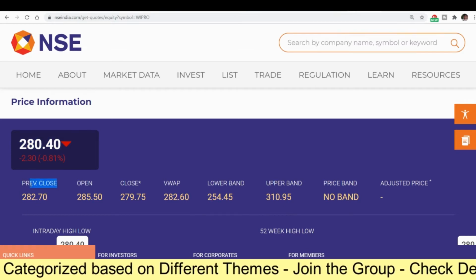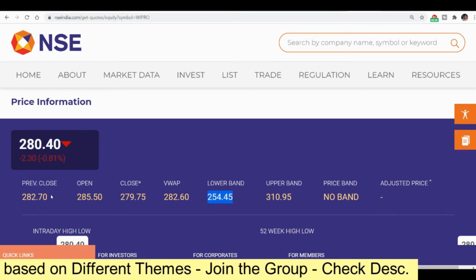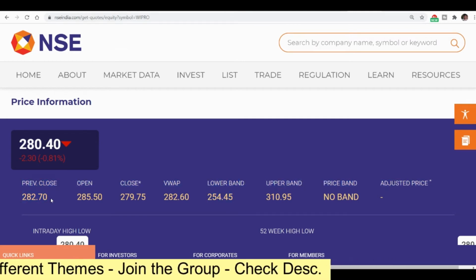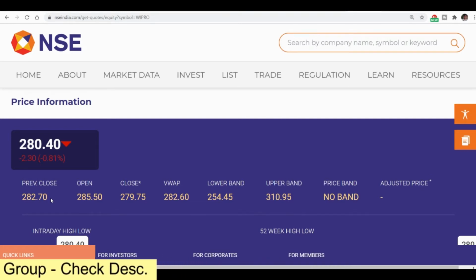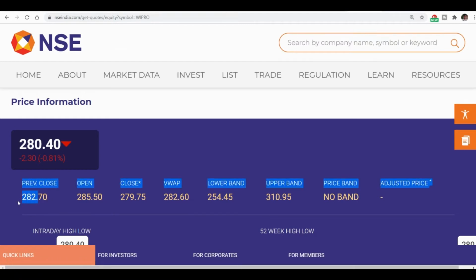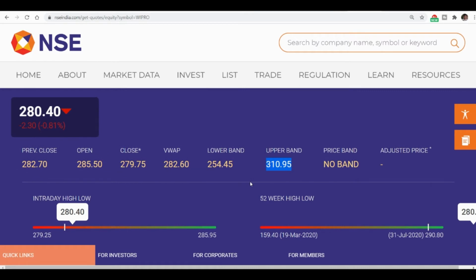How this price band is arrived at is very simple. They take the previous close price and take 10% of the previous close price, which is 28.2. 10% of 282 is 28.2. So they add the value of 28.2 to the previous close and arrive at this upper price band. On the positive side, it will go to 310, if you add 282 plus 28. And if you subtract 282 minus 28.2, you get the lower price band. So you don't have to calculate it. It is already on the website. We just have to know about this.